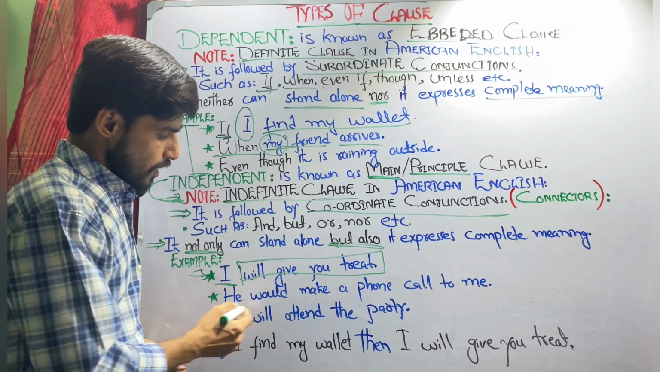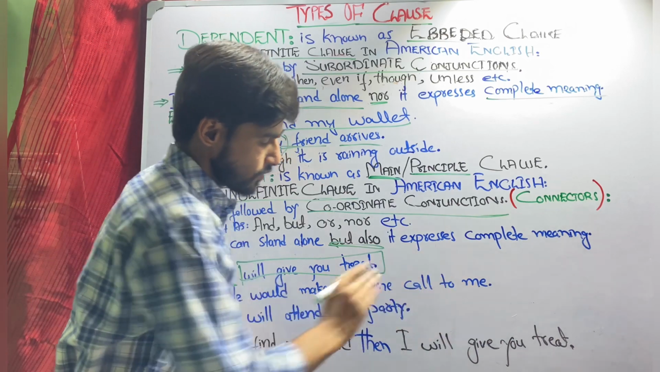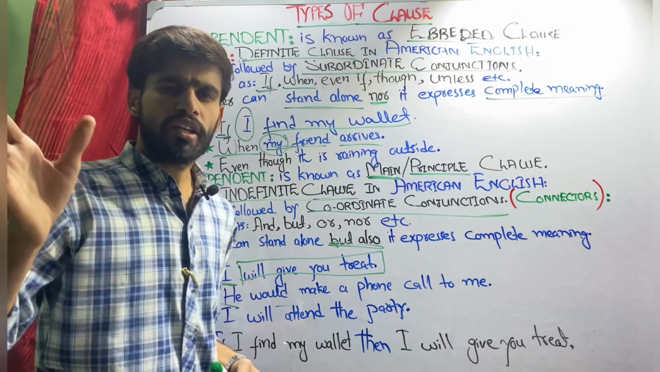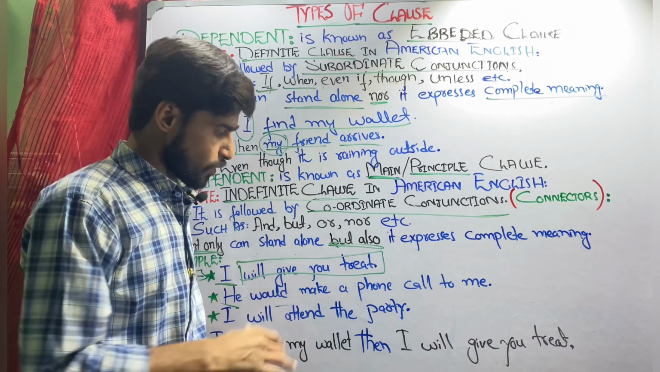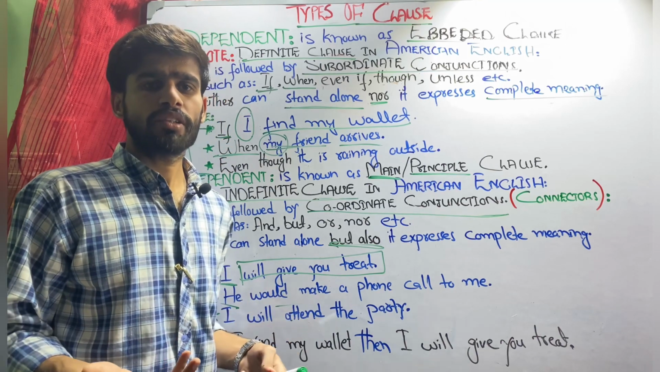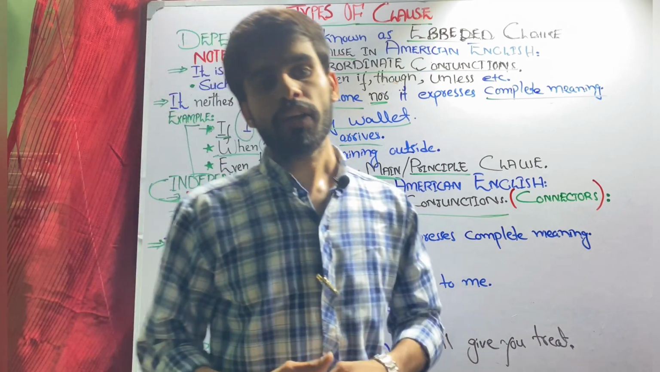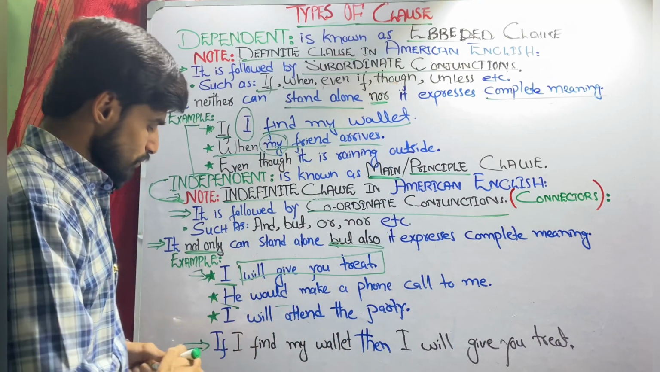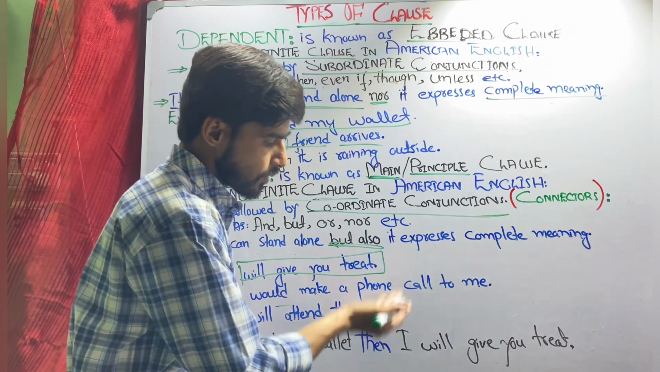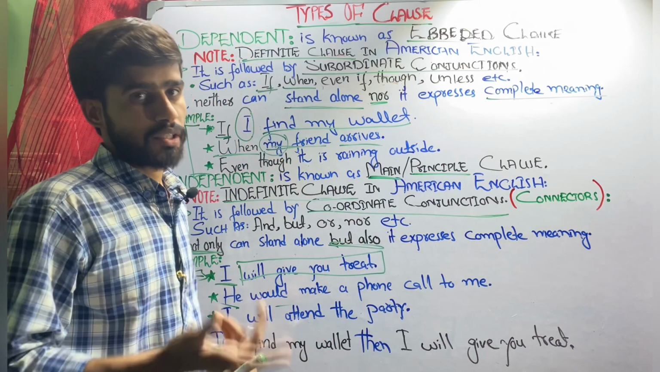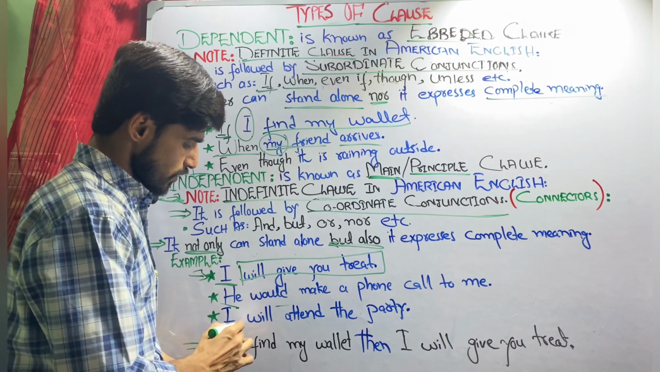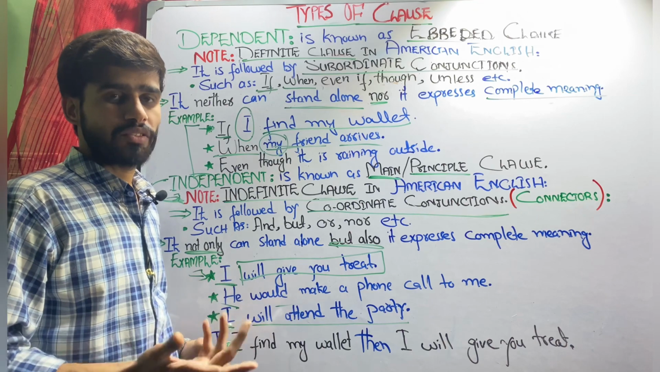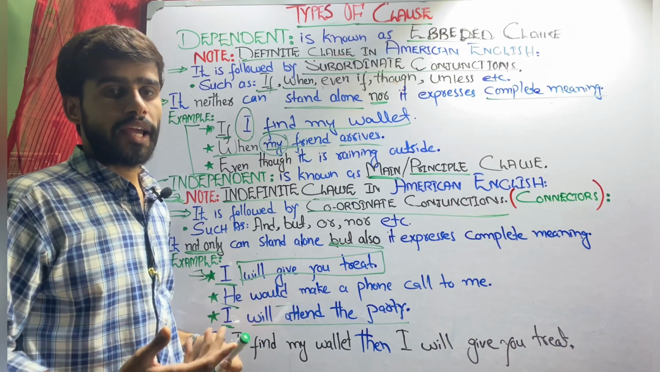For instance, "He would make a phone call to me." He is the subject and this one is the predicate. Now, he, or you can say Razak, would make a phone call to me; it means we have no query. Who is going to call? He. "I will attend the party." It has a subject and this part is known as the predicate. It is giving a complete sense of meaning, so that's why we can call it a sentence as well as an independent clause.